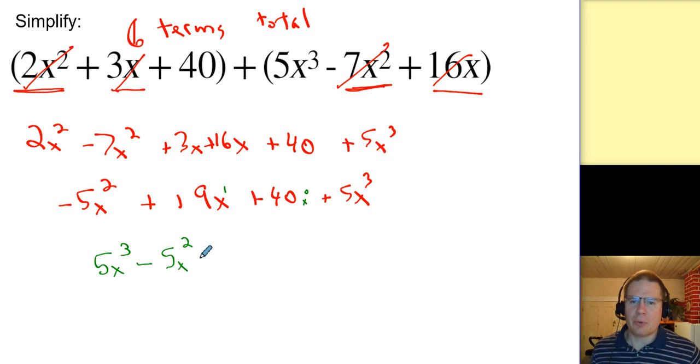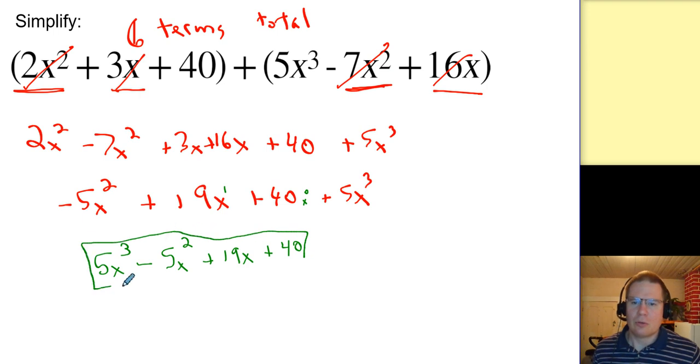Next highest exponent is 1. There's my 19. But since x to the 1 is equal to x, I'm just going to write it as x. That's more simplified. And then after 1 comes 0. And again, x to the 0 is 1. So I'm not going to write 40 times 1. I'm not going to write 40x to the 0. I want it fully simplified.